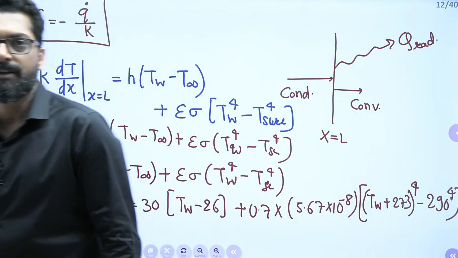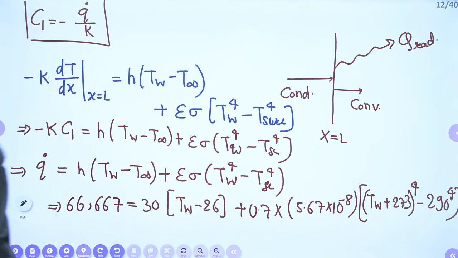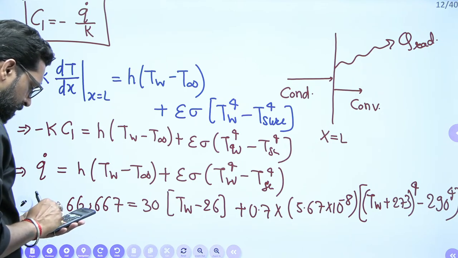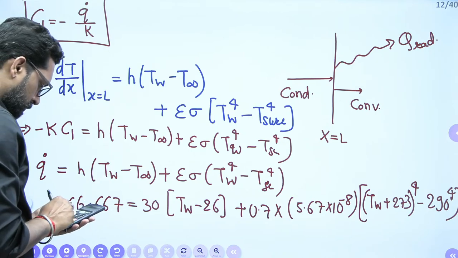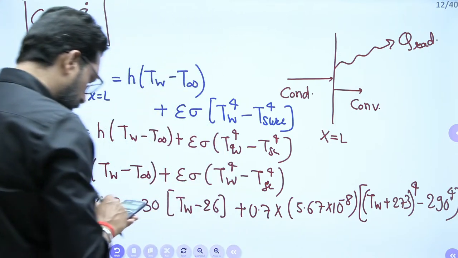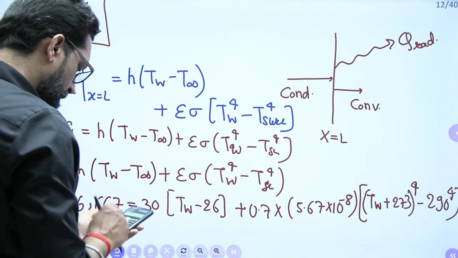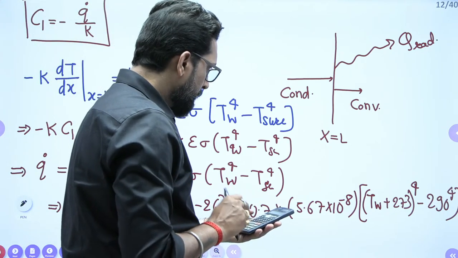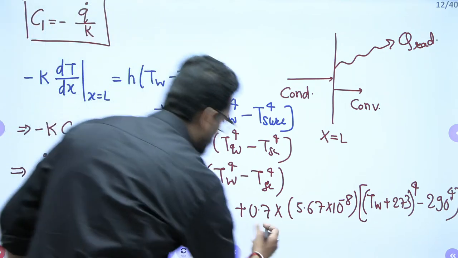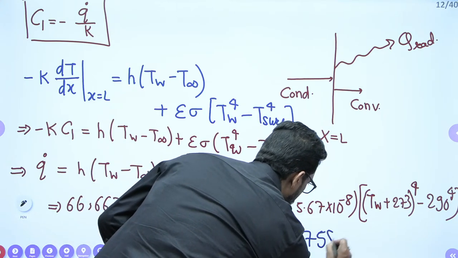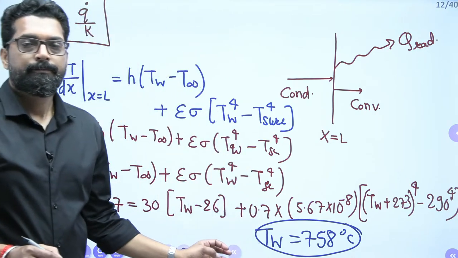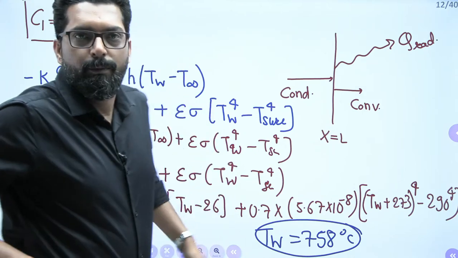Now you have to find the wall temperature. What is your wall temperature? If you calculate this, 6667 equals 30 times the temperature difference, plus 0.7 into 5.67 times 10 to the power minus 8 into the fourth-power difference. So T wall is approximately 758 degrees centigrade. So I hope it is clear.